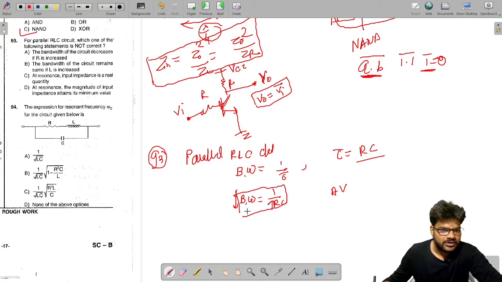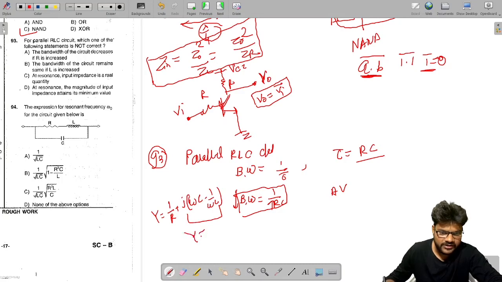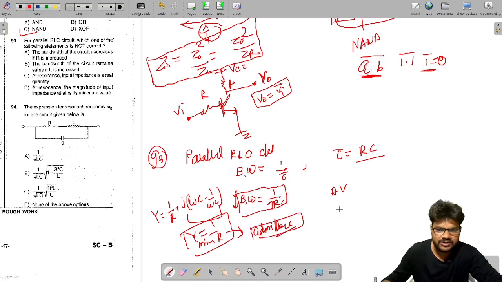See, at resonance input impedance is a real quantity. Okay. So what will happen? In parallel RLC, you write Y equals 1 by R plus j omega C minus 1 by omega L, okay. And at resonance, this will be 0. So Y you will get 1 by R, and this is minimum. So Y minimum you get 1 by R. What the question says: at resonance, input impedance is a real quantity. So this option is correct. If input impedance is a real quantity, then admittance will also be a real quantity. Then B option will be correct. No, B will be wrong, but C is correct, right.